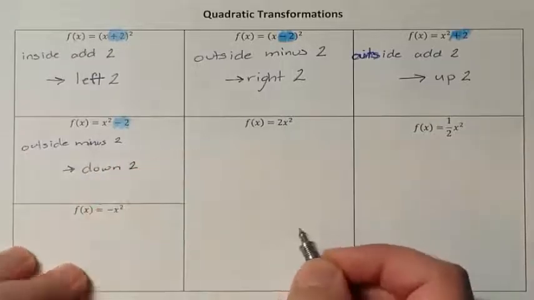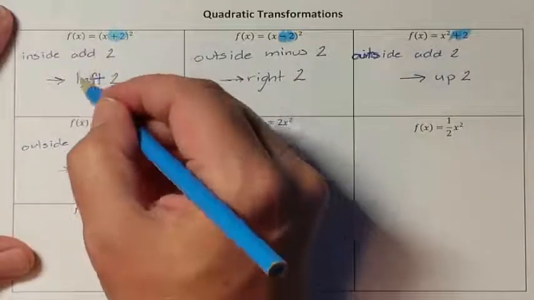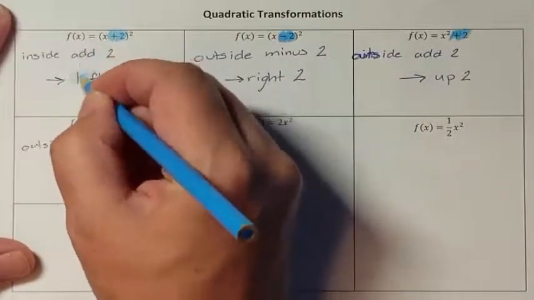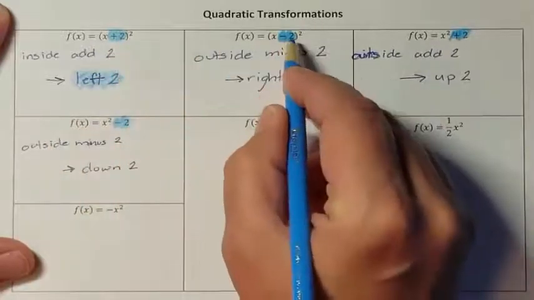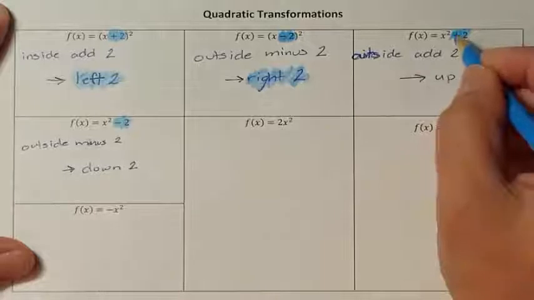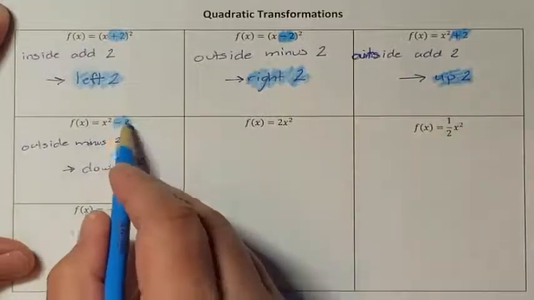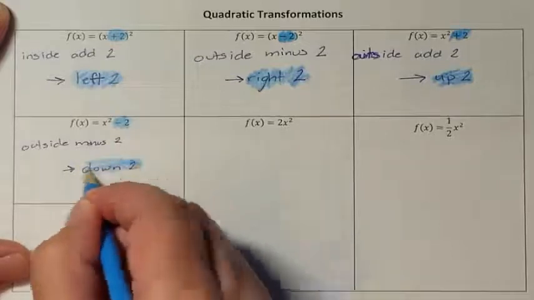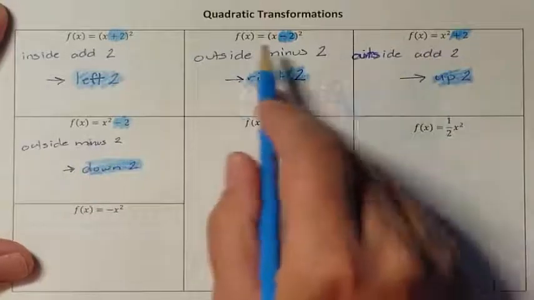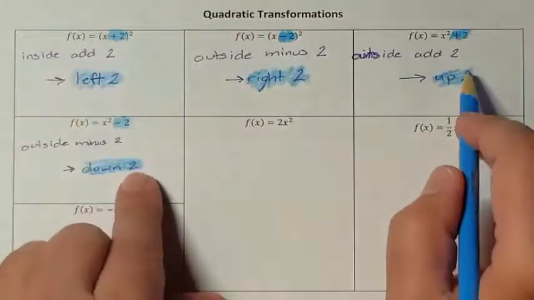So my observations were that if I was on the inside and adding, I moved to the left. If I was on the inside and subtracting, I moved to the right. If I was on the outside and adding, I moved up. If I was on the outside and subtracting, I moved down. So adding, subtracting, if it's inside, it's left and right. If it's outside, it's up and down.